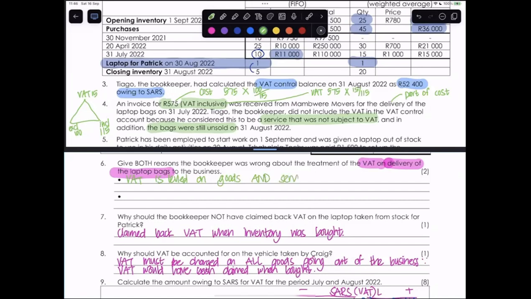And so the fact that it's just a service doesn't mean you can exclude it. Then he says the bags were still unsold. In reality, it doesn't matter. The VAT can be claimed as soon as you've got the invoice. You don't even have to have paid for it yet.